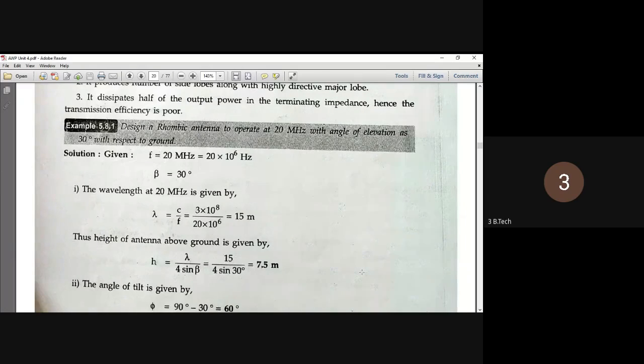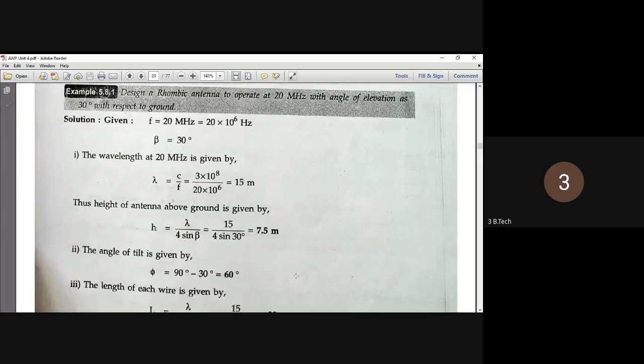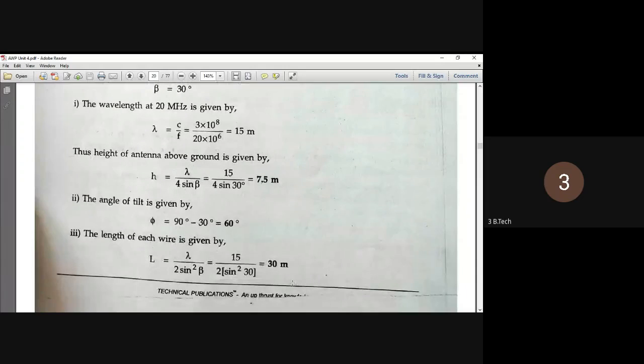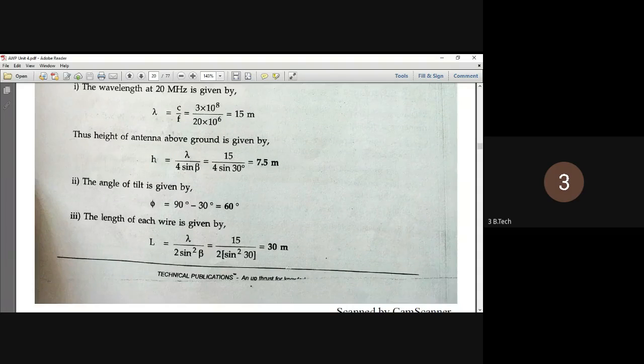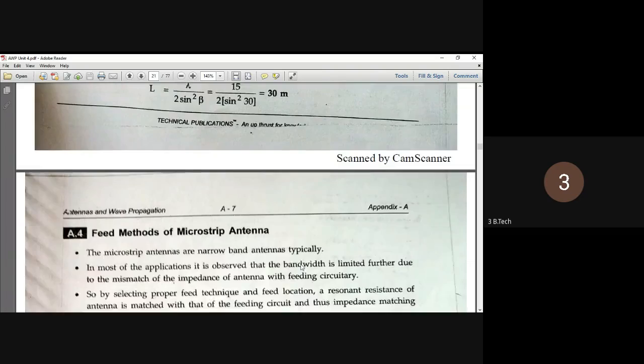The height design equation for the rhombic antenna is lambda by 4 sin beta. Substitute the values, you get 7.5 meters. The tilt angle is 90 minus beta. Finally, the length equation is given by lambda by 2 sin square beta, and you get 30 meters. In such a way you can design the rhombic antenna.